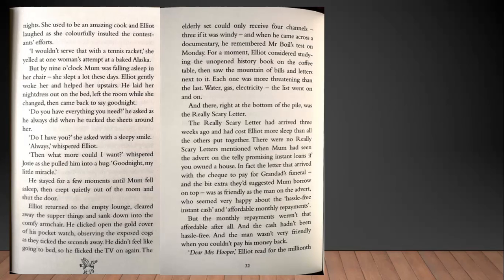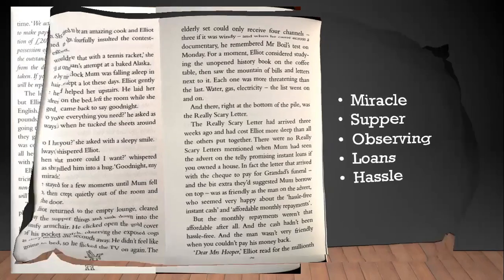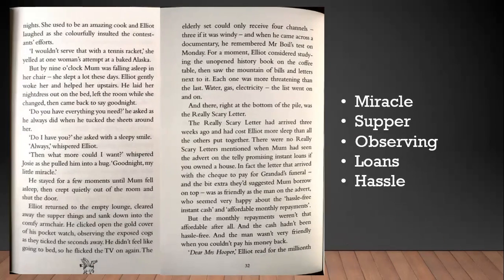Fantastic. Hopefully you've done that now. So the words that I identified from these 2 pages as ones that potentially you might not be 100% confident when giving a definition of were miracle, supper, observing, loans, hassle. I think that might be it. Yeah, let me just go back. So miracle, supper, observing, loans, and hassle. They were the ones that I identified as ones you might not be 100% certain with.